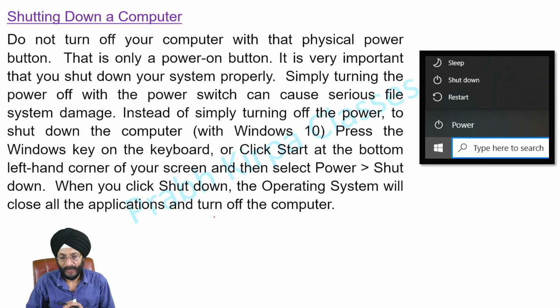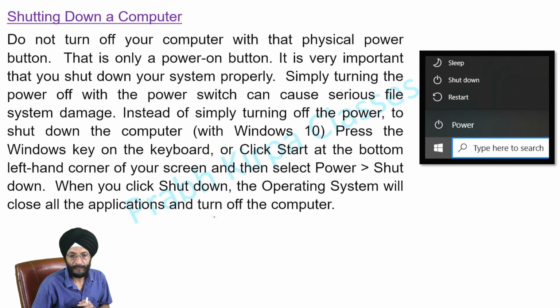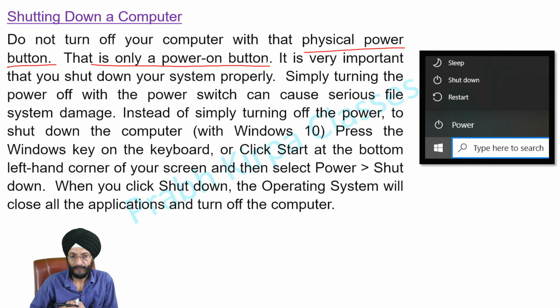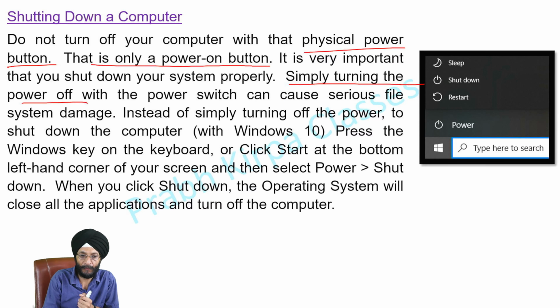Now, the next point is shutting down a computer. Do not turn off your computer with that physical power button. This is only a power on button. We should shut off the computer only through a proper procedure. Simply turning the power off button with the power switch can cause serious file system damage.